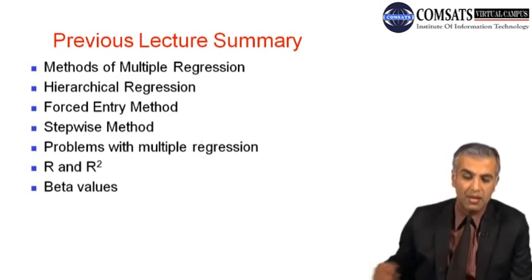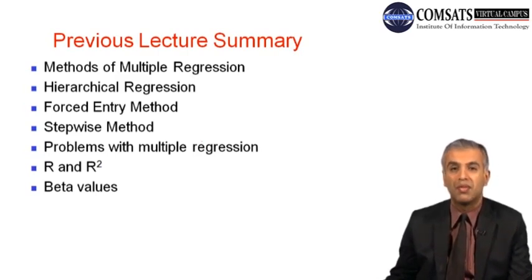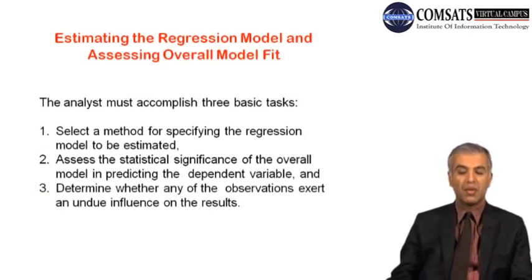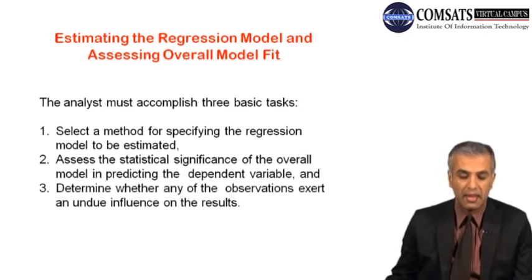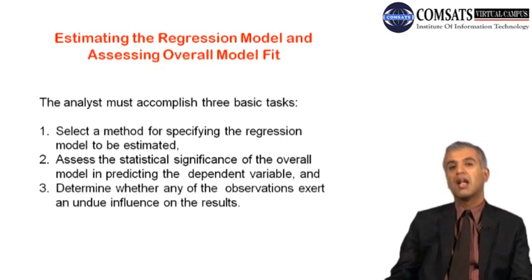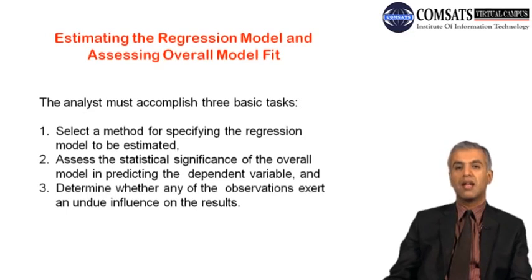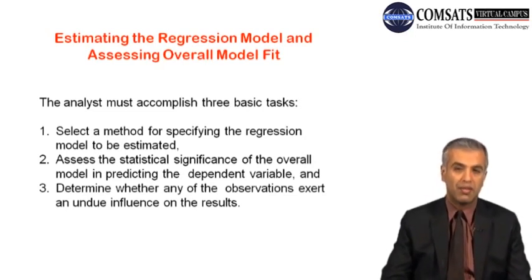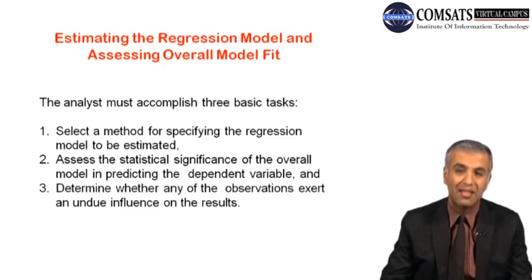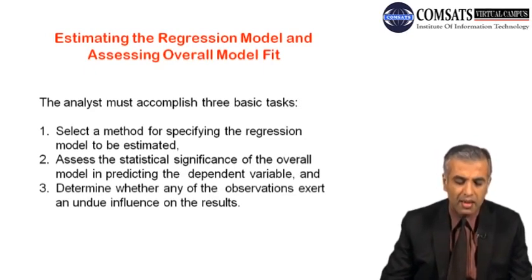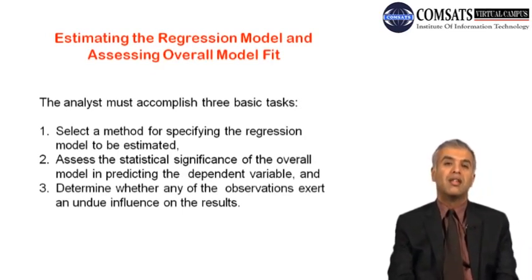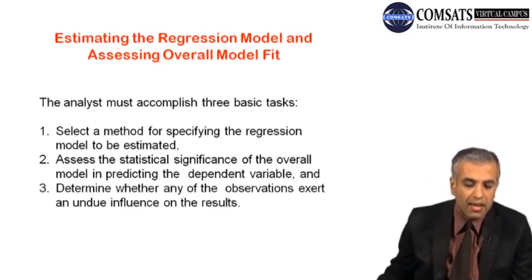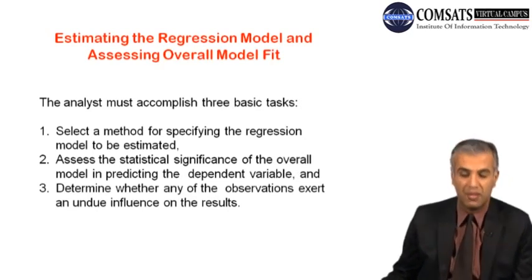So coming to the recap of all these concepts which we discussed before, there are three basic tasks which need to be followed. First, you have to select a method, and the second most important thing is that you have to determine the level of significance. As we have discussed earlier, the level of significance also determines how effective R square would be, so it does have an impact on this model. Then we also have to find out any outliers or undue influence of influential observations on the data. Based on that, we go ahead with the regression.